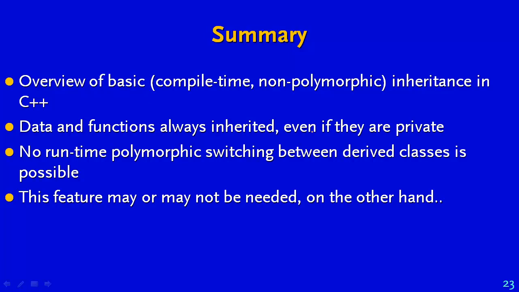Okay, the summary is we overviewed the basic stuff: compile time, non-polymorphic inheritance in C++. When you go from a base class to a derived class, the data and functions are always inherited. You get more, even if they are private. You can't access them, but you get them. There's no runtime polymorphic switching between derived classes possible, and the feature may or may not be needed. So in the next slideshow we'll be talking about polymorphic runtime behavior, which is quite nice, but it has a performance impact.